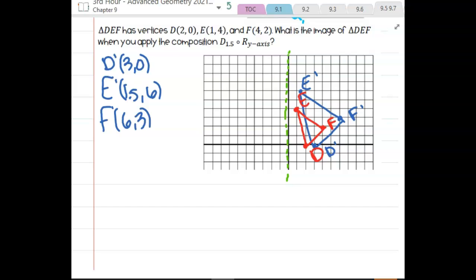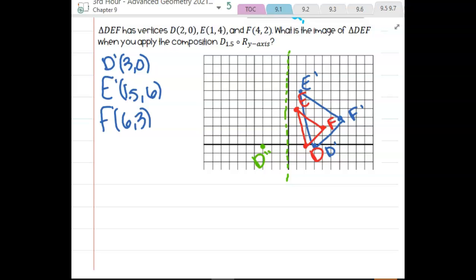So for D prime, I would need to go 3 units to get to my line of reflection. So we're going to go 3 more units. And let's call that D double prime, because we already have a D prime, so just add another notch there and it would be D double prime.